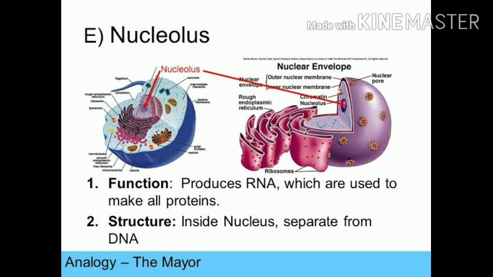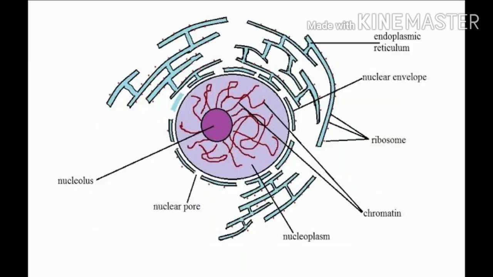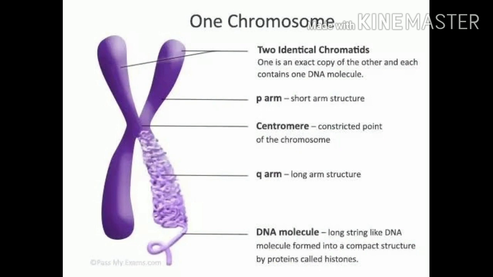So it is also called the factory of ribosomes. The chromatin threads are present, which are actually the genetic material, and these chromatin condense into long threads and finally form the rod-like structures known as chromosomes during the cell division process.